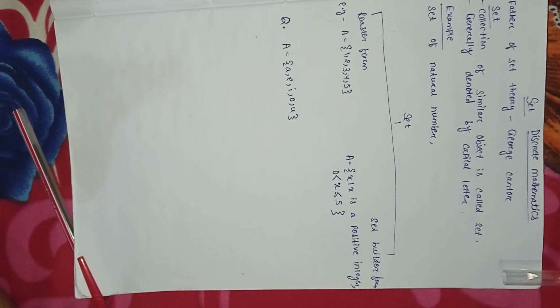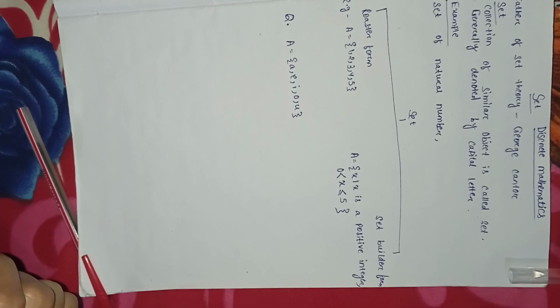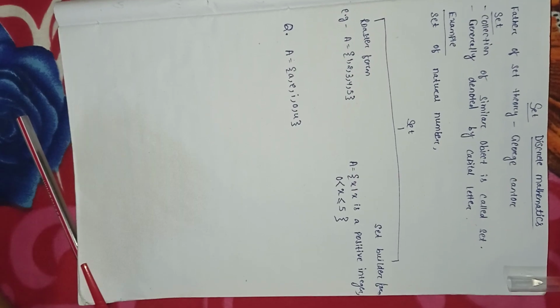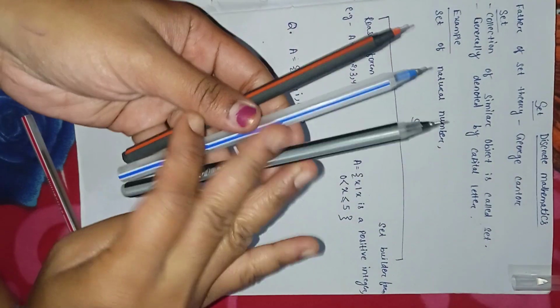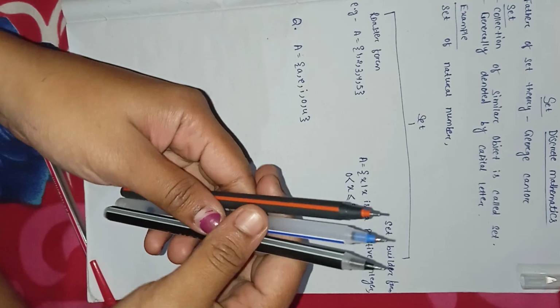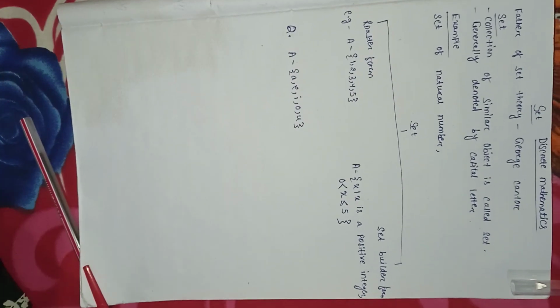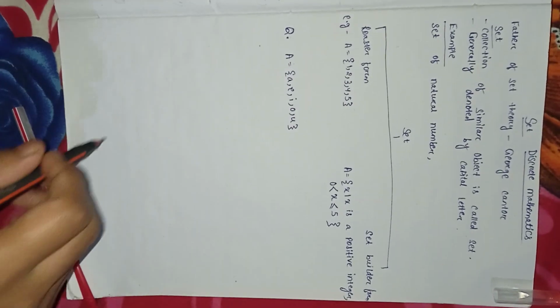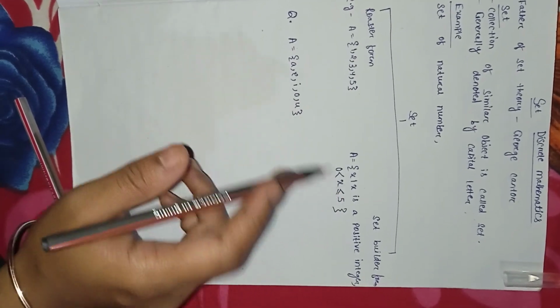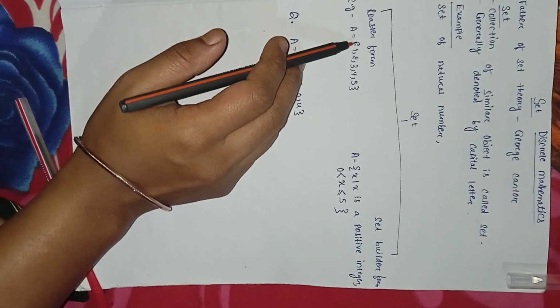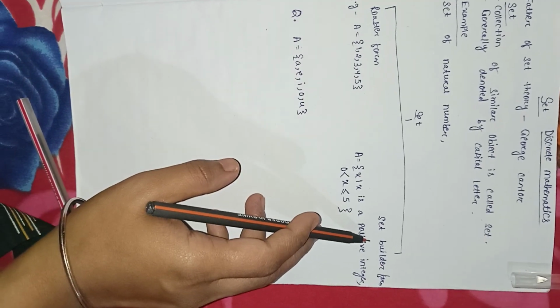Generally, it is denoted by a capital letter. Collection of similar objects means, for example, a set of pens. Another example is the set of natural numbers. Then, the written format: a set can be written in two forms, that is roster form and set builder form.